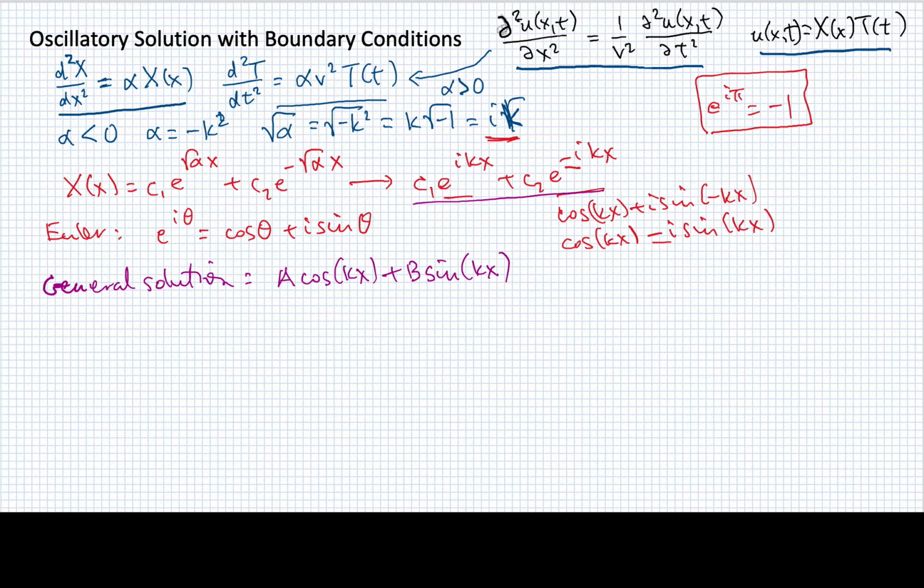So notice a very important difference here. When alpha is greater than 0, we end up getting exponential decay or growth. When alpha is less than 0, this is when we get oscillating functions.